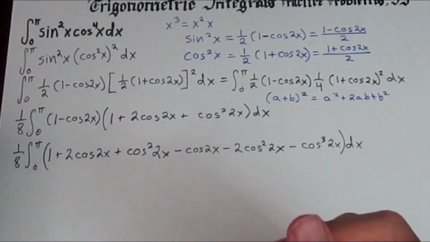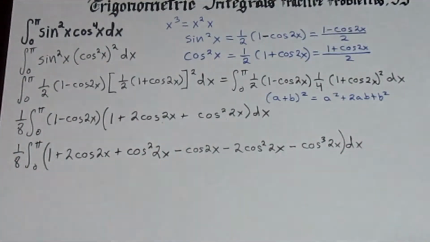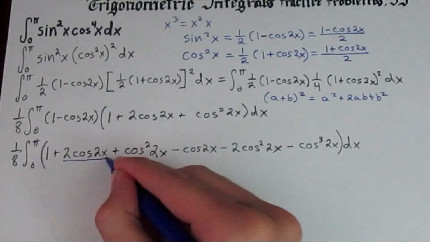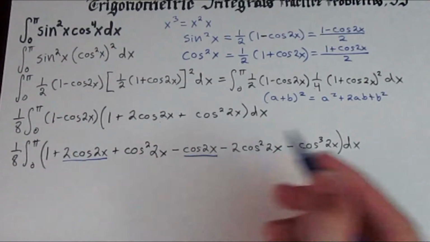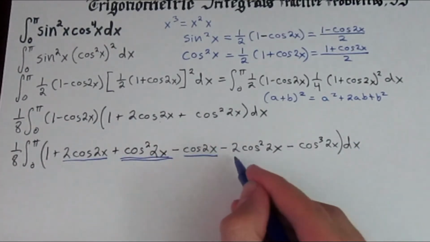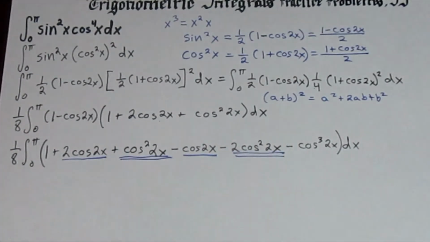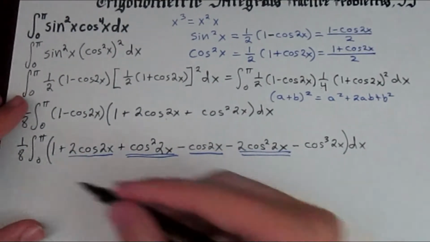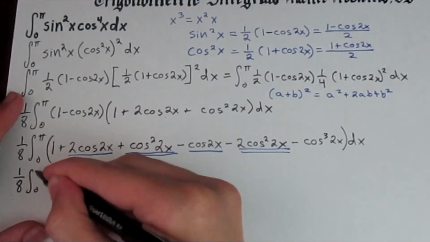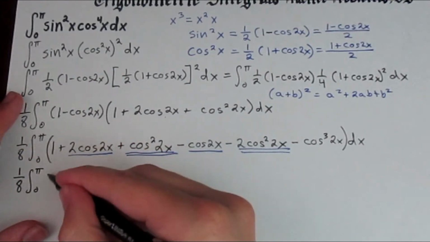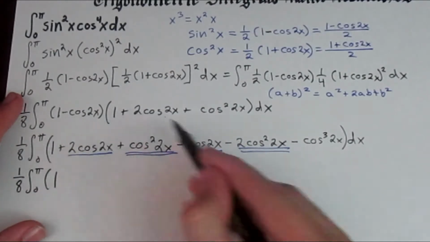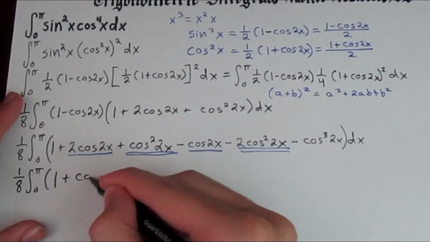Then I'm just going to combine like terms here. First notice that you have cosine of 2x and a cosine of 2x there. Here you have a cosine squared 2x and a cosine squared 2x here. So I'm just going to combine them. So this equals 1/8 times the integral 0 to pi of 1. Now 2 cosine 2x minus cosine of 2x. 2 minus 1 is 1, positive 1.